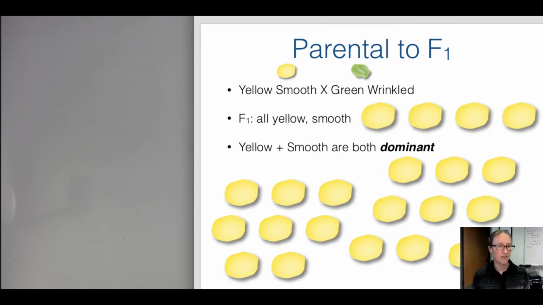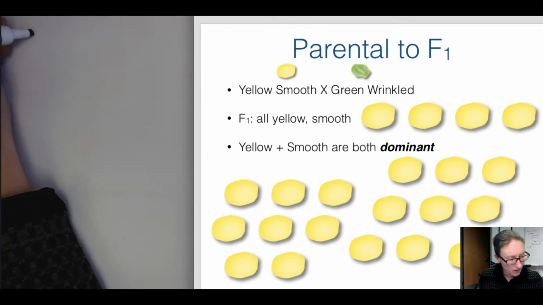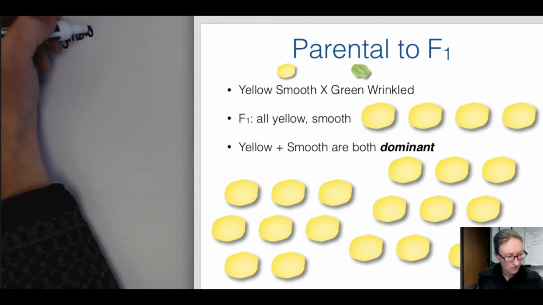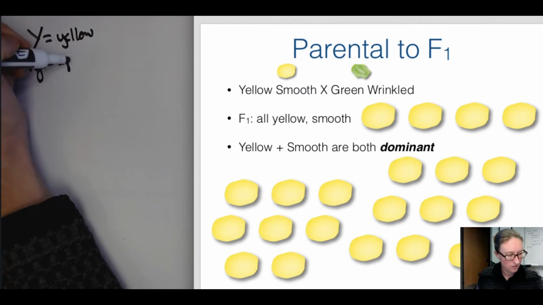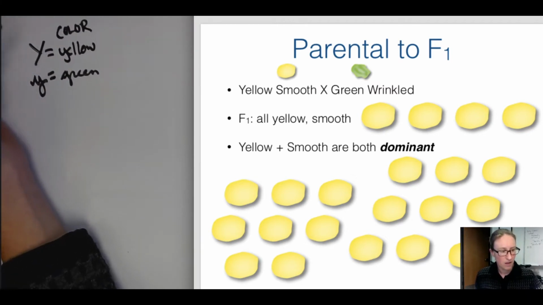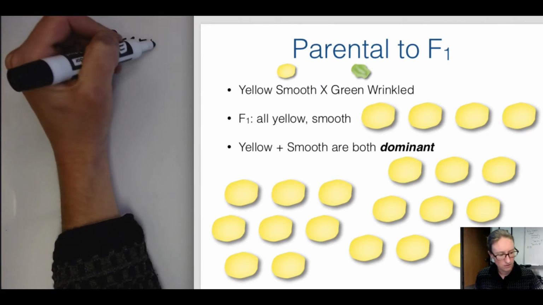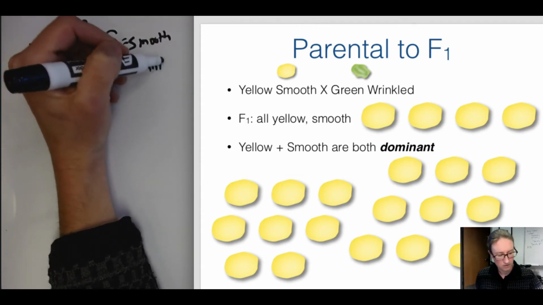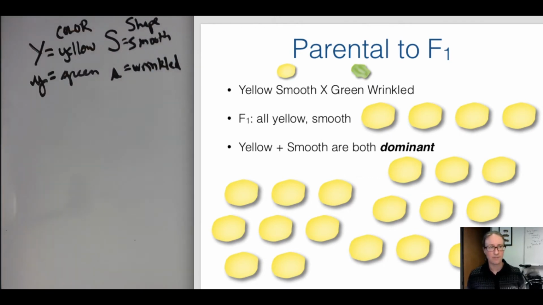So what this tells us is those traits of yellow and smooth are dominant traits, right? So we can symbolize yellow with Y, a big Y. And then that means green will be a lowercase y, little y. So that's our trait of color. And then that also means big S for smooth, and then little s for wrinkled. So this is for shape, for our two traits.